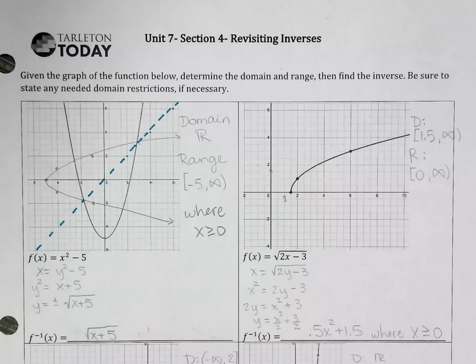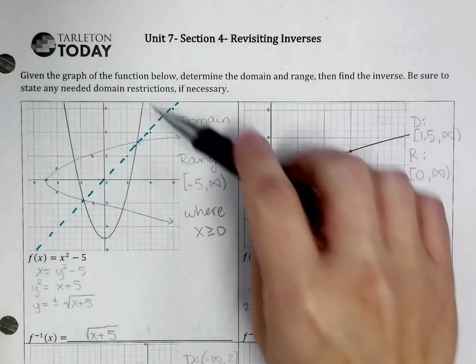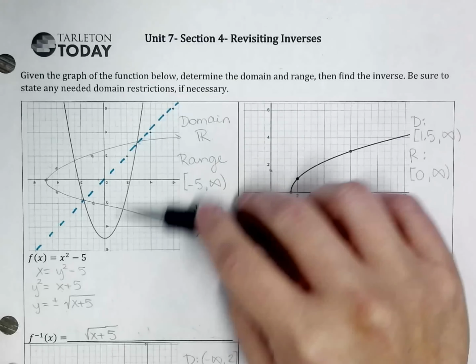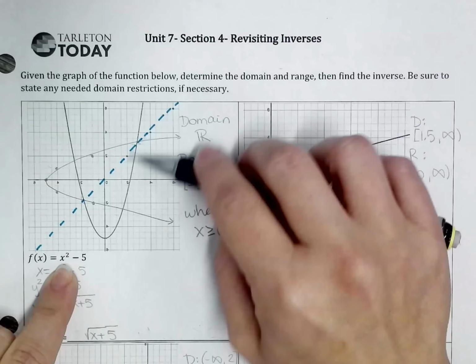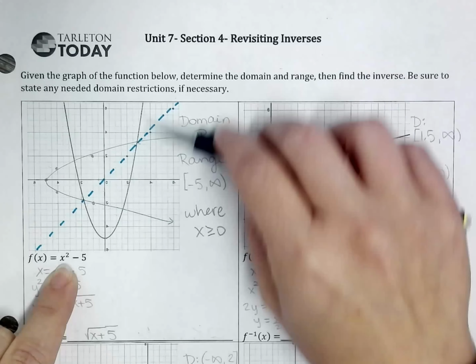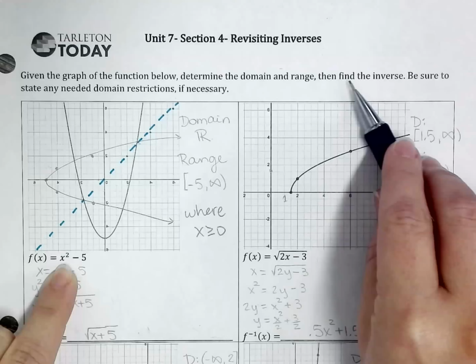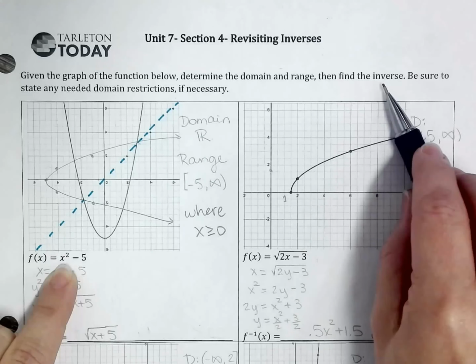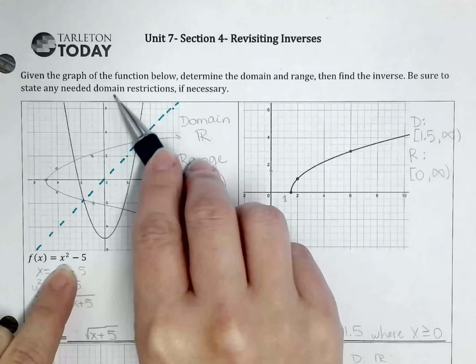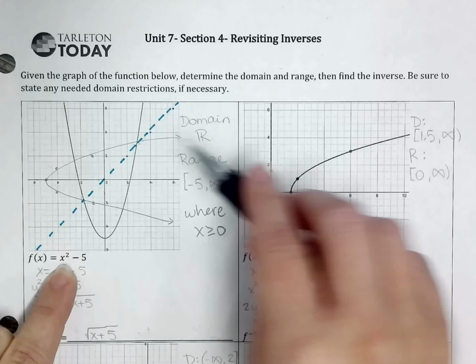Hello, we're back. Unit 7, Section 4. We're going to complete pages 3 and 4. So we have the graph of the quadratic function right here. This is what they gave us, x squared minus 5, and it's graphed for us right here. We need to find its inverse. Well, we have to determine domain and range and then find the inverse. And then we're going to talk about domain restriction when applicable.